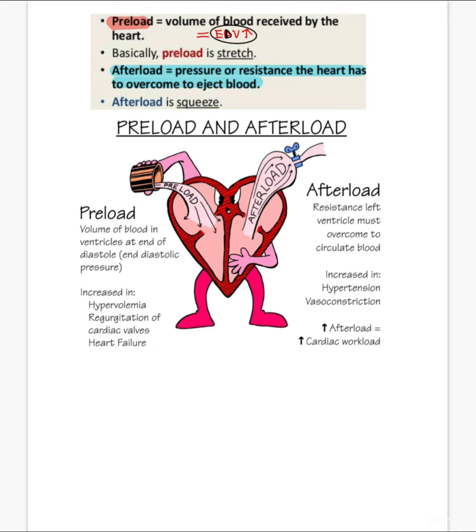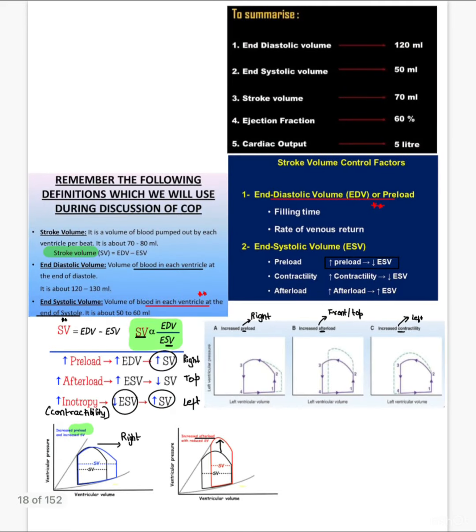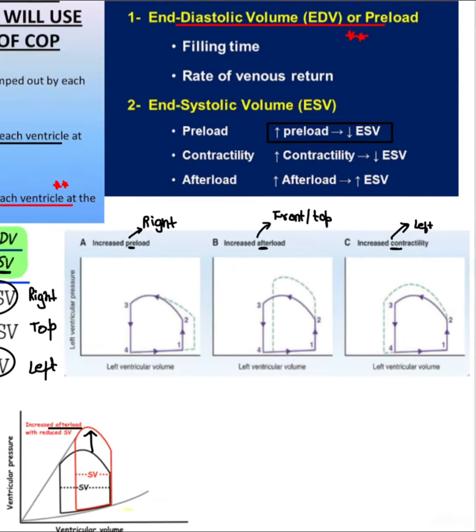Afterload is the pressure or the resistance against which the heart has to pump so that blood goes out. So afterload is the squeeze. Preload is the volume of blood at the end of diastole, that is the stretch due to the blood filling aside, that is your end diastolic volume. We have already done this: end diastolic is 120 ml, end systolic is 50 ml. So stroke volume is 70 ml, end diastolic minus end systolic. Cardiac output is heart rate times stroke volume, that is your 5 liters. Already done.